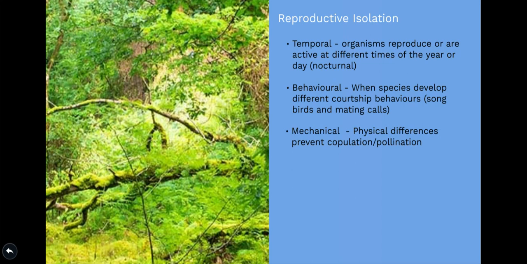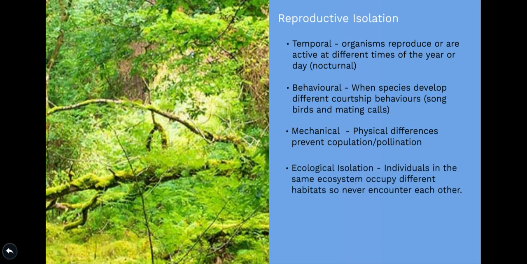Mechanically, physical changes in genitalia generally applies a lot in insects. So physical differences prevent copulation from happening, or in some cases pollination in plants. It stops it from happening in that particular case, so they just cannot reproduce mechanically.